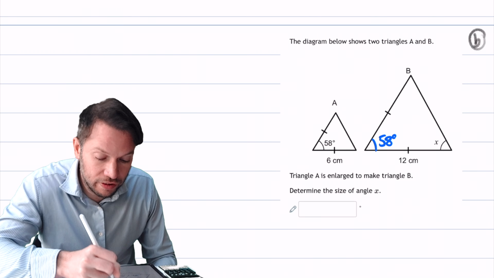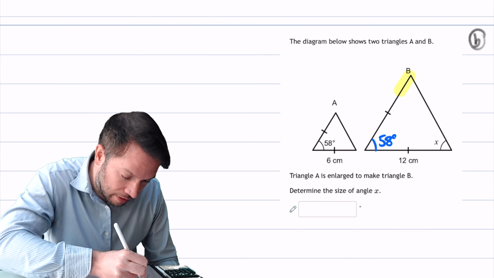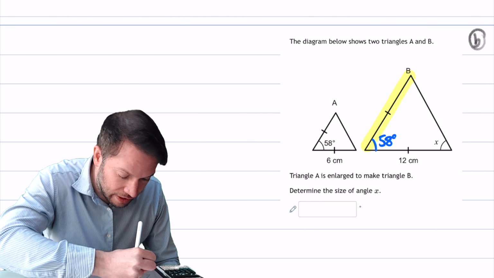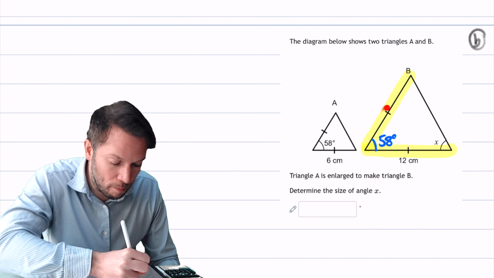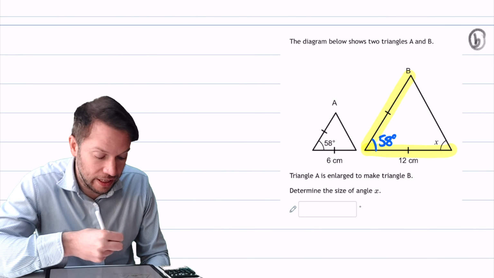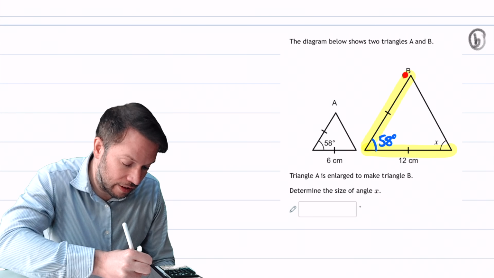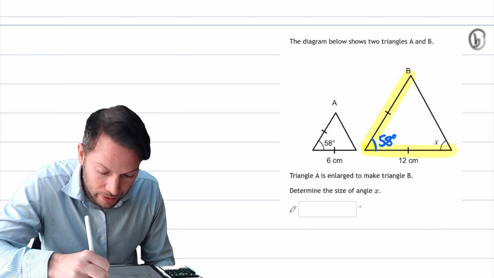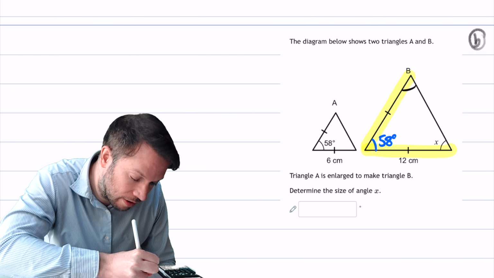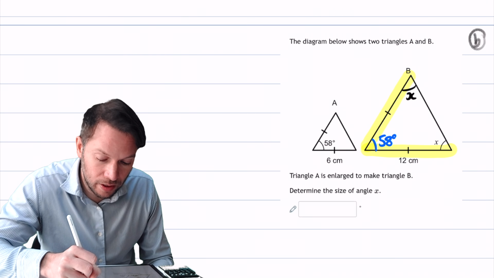Now, this is an isosceles triangle, and we can see that this length here is the same length as here, because we can see that we've got a little mark on these two lengths to indicate they're the same length. Now, if these lengths are the same, then this angle will be the same as this angle here. So this angle here will also be x, right?